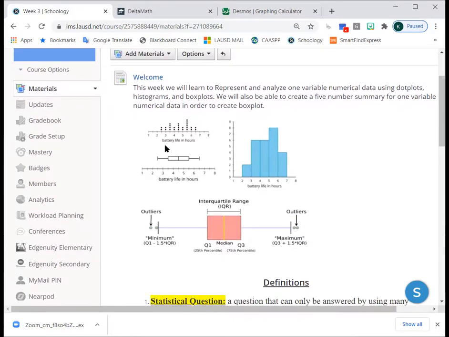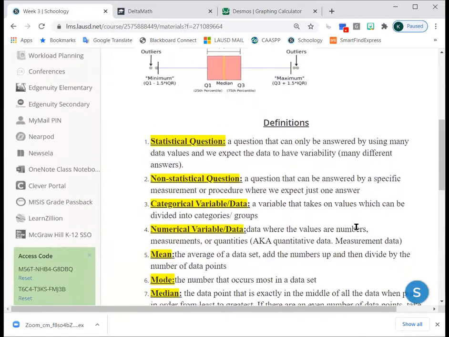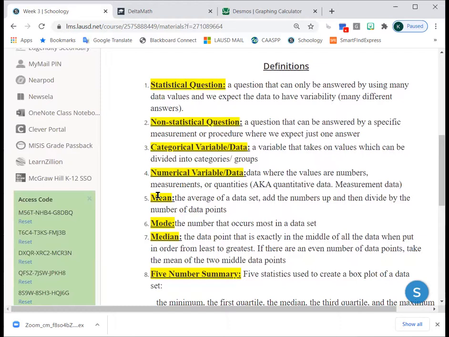So here's a box plot. And here's a box plot with a lot more detail. There's outliers, minimum, maximum, Q1, Q3, and the median. There's some definitions here that you can read through on your own during your own time. The only ones I'm going to point out right now are the mean and the median.